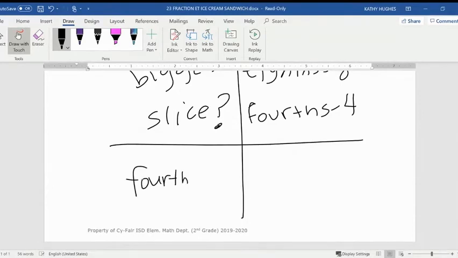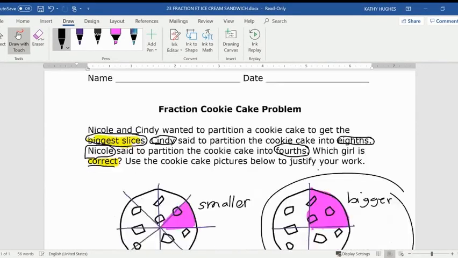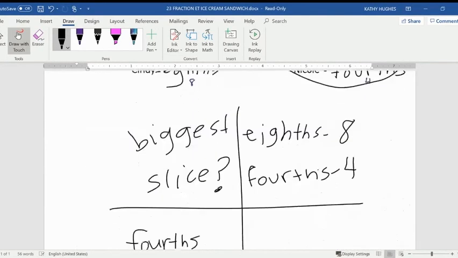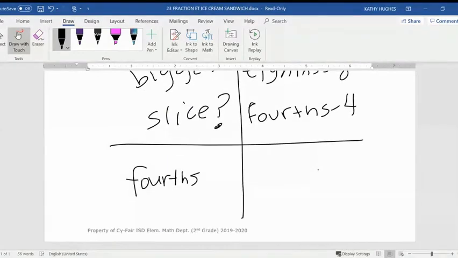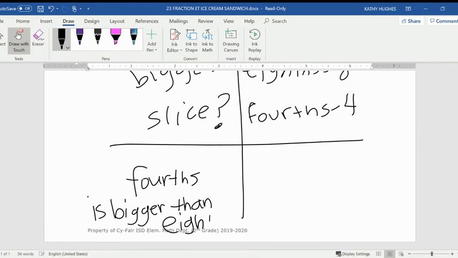Now, the question said to also justify your work. Justify means to explain. So fourths, why? Because fourths is bigger than eighths. And how did we solve this? I labeled and shaded.